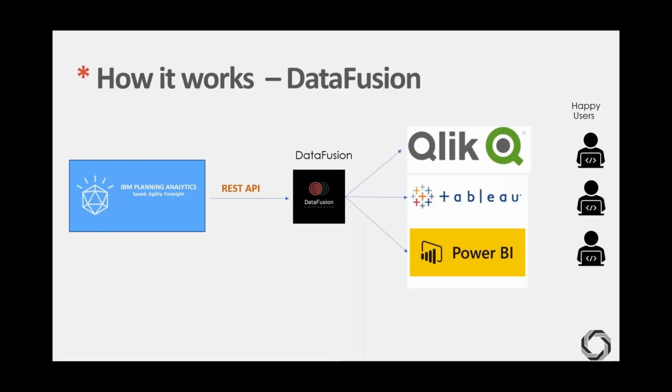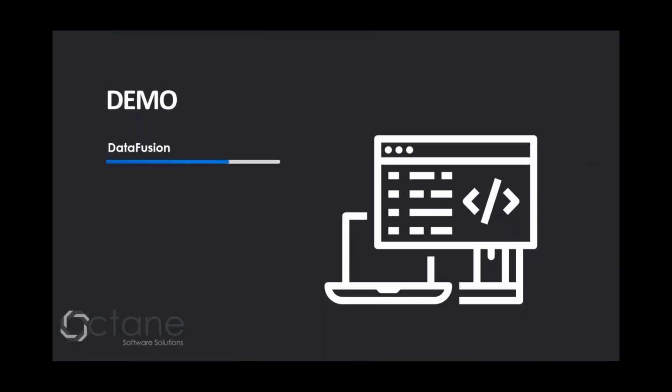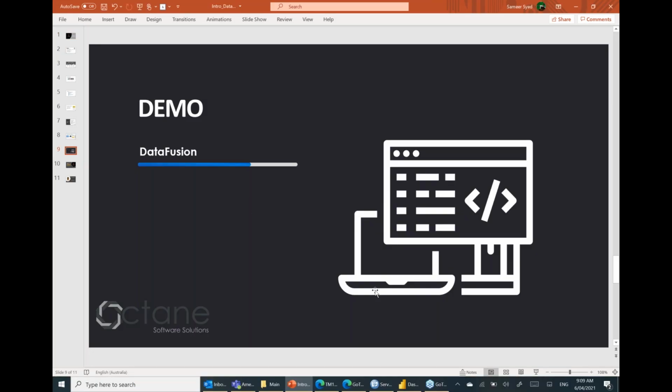So that's where we at Octane built this product called Datafusion. As you can see from this slide, Datafusion sits in between IBM Planning Analytics and your other BI tools. We have used REST API when we built Datafusion, which means it is much faster and quicker to get your TM1 data from TM1 into Power BI. So with that, let's jump into the demo, and I'll showcase what Datafusion is and how easy it is to use in your organization.